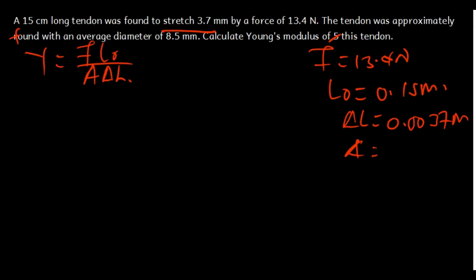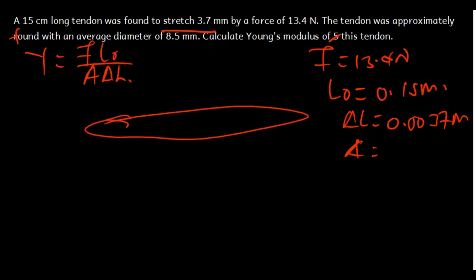We know the area, since we have been given the diameter of the tendon. If this is our tendon, it has a diameter, meaning that the area of the tendon is going to be pi r squared. The radius is half the diameter, so we say 8.5 divided by 2, which is 4.25. So our radius now is 4.25 millimeters.